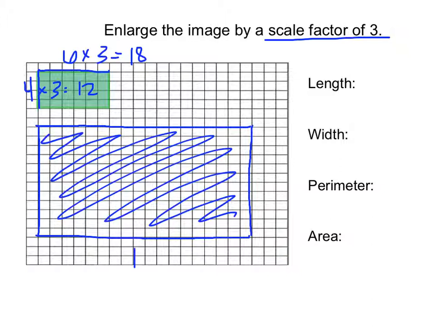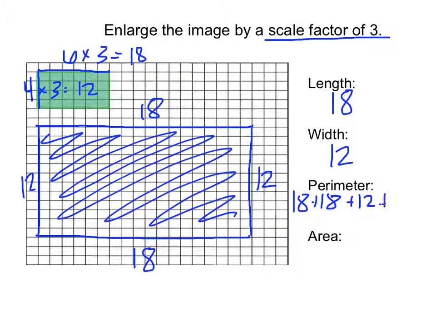And remember, it's 18 long, 12 high. So our length would be 18. Our width is 12. Perimeter, remember, we add to find perimeter. So 18 plus 18 plus 12 plus 12. And when we add these all together, we get 60 for our perimeter. And then area, we multiply length times width. So we have 12 times 18, which gives us 216.